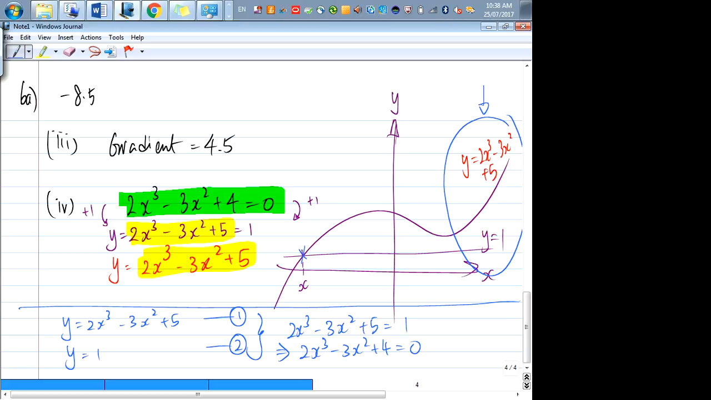Yes, Brian? Say again? Why negative 1? Derive the green one from the red one. So if you were to draw the line of y equals to negative 1, and you go and solve it simultaneously, what will you get?